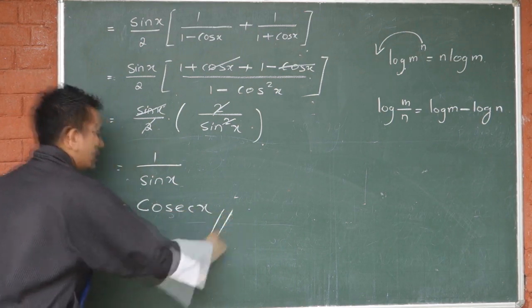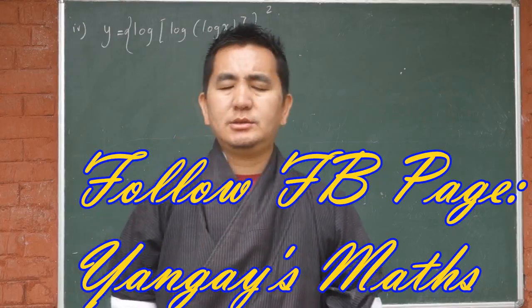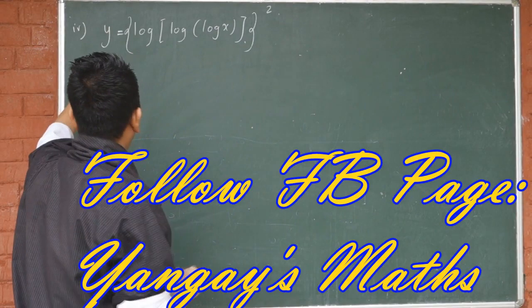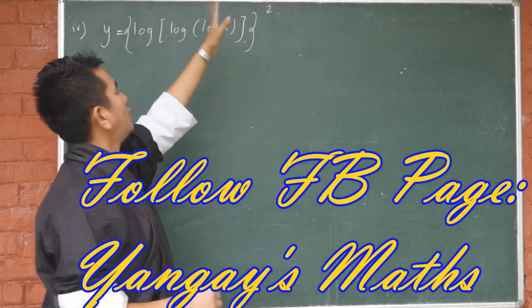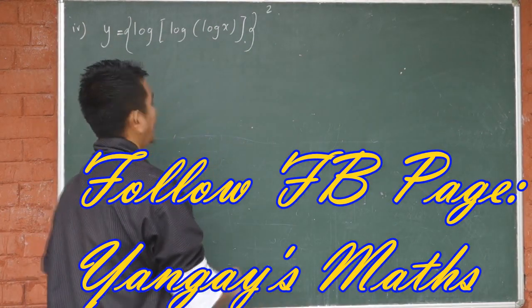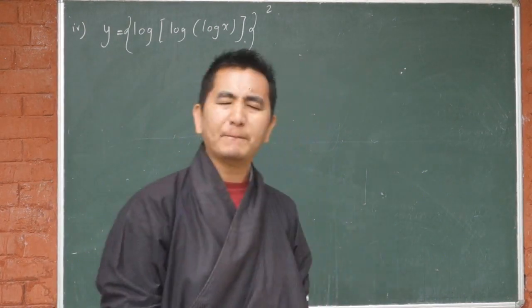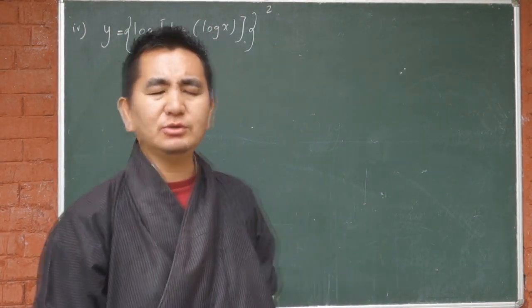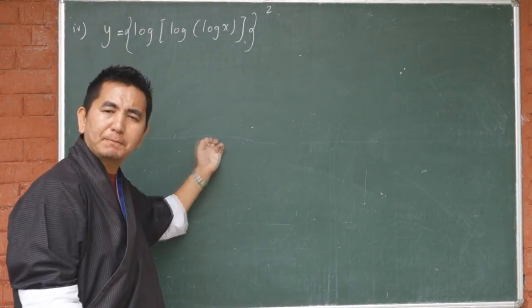This is the final answer. Okay? So now let's go with the Roman number 4. y is equal to (log x) whole square. So let's try to find out how many functions are there. So what do you think? How many functions we have here? Try to use that logic. How many functions you can see here?